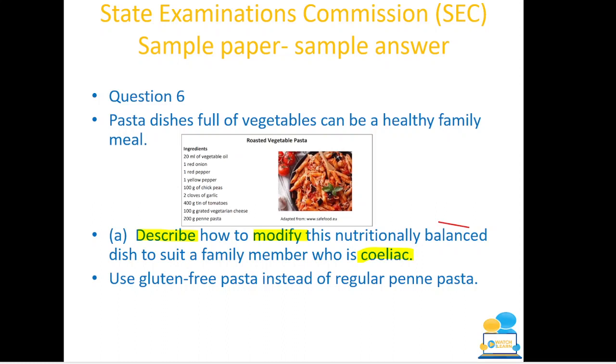So I know that a celiac can't digest gluten. So if I have a look through the list of ingredients, vegetable oil is fine, onions fine, peppers fine, chickpeas are good, garlic's good, tomatoes good, veggie cheese is good, penne pasta. Celiac can't have regular pasta, so therefore I'm going to go with gluten-free pasta, and that would be suited there.